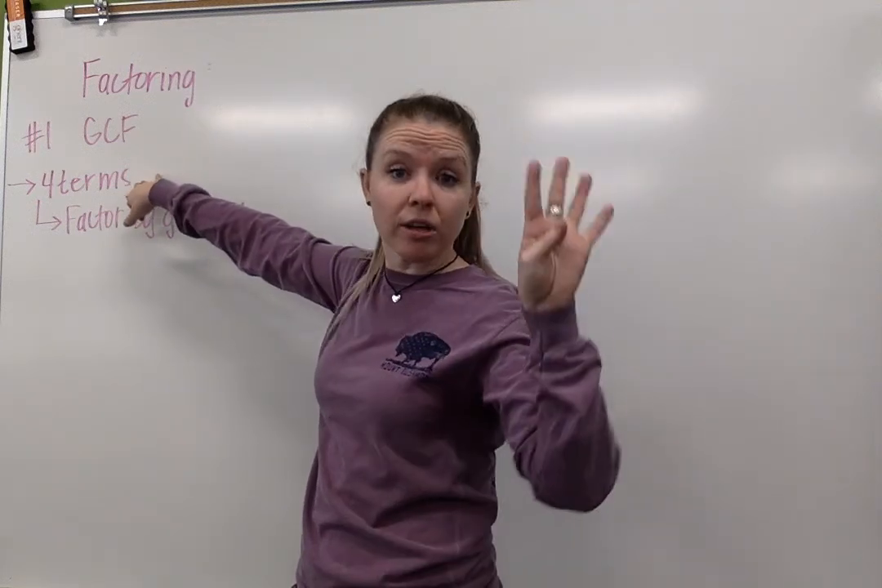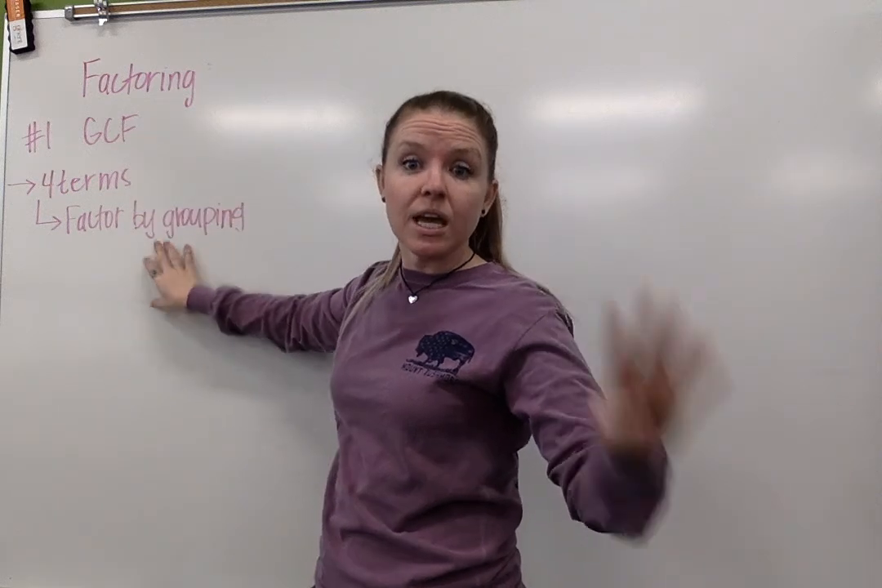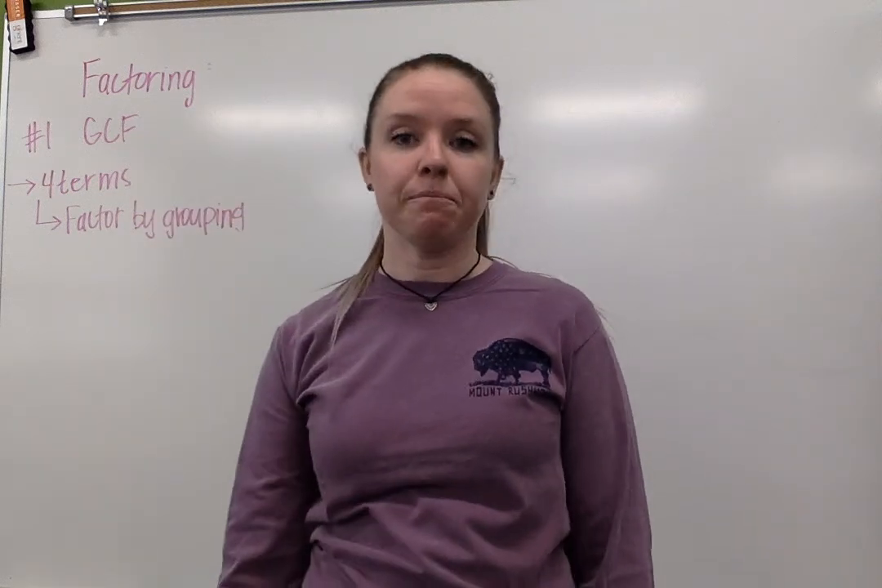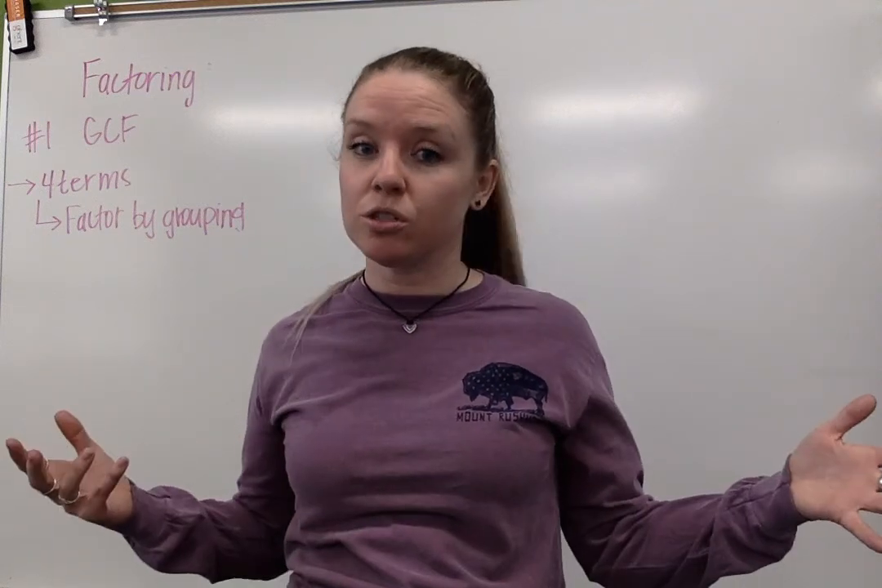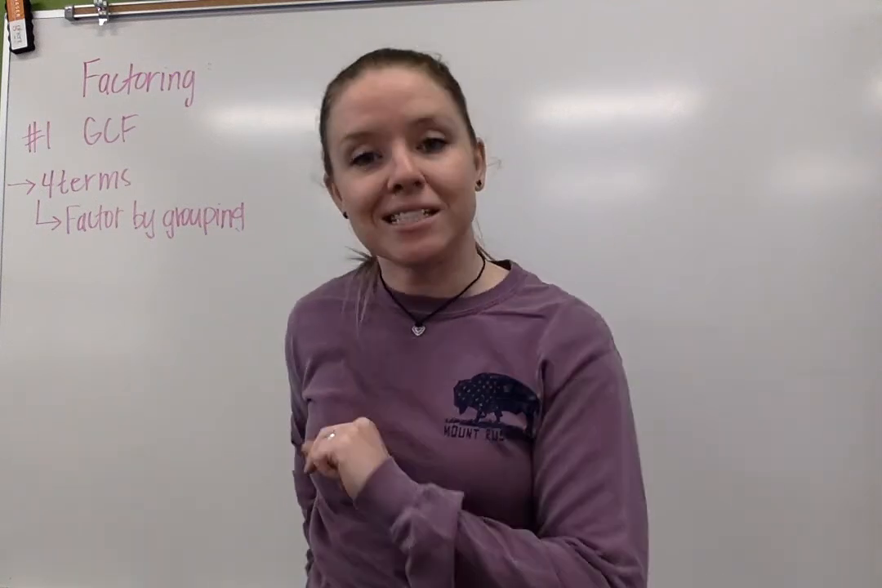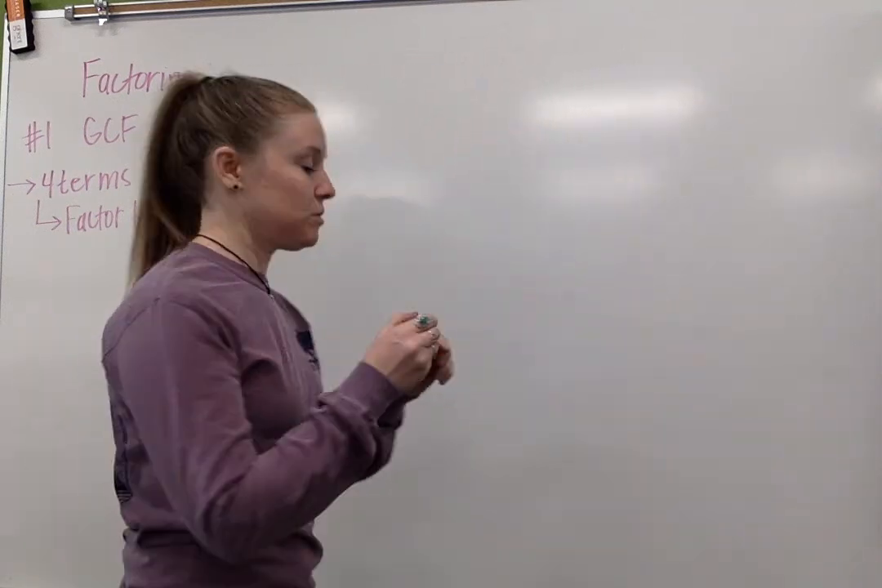If our polynomial had 4 terms, and we've already factored out the GCF, then we learned how to do factor by grouping. But not all of our polynomials are going to have 4 terms, so what do we do then? This is an example of what we can do when our polynomial doesn't have 4 terms.